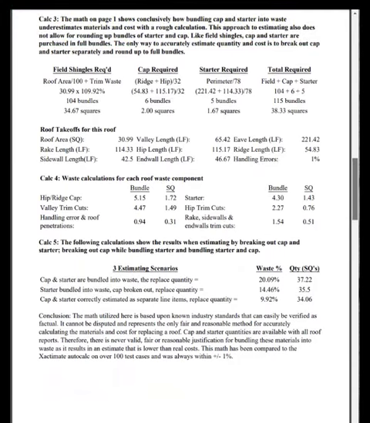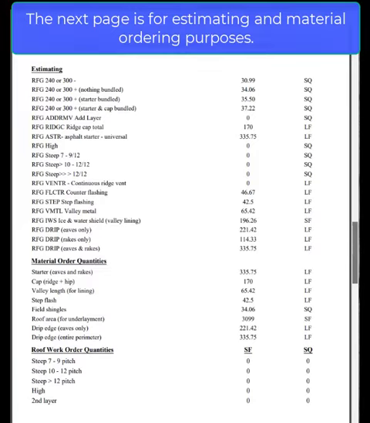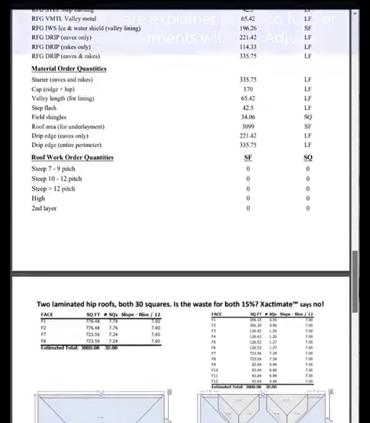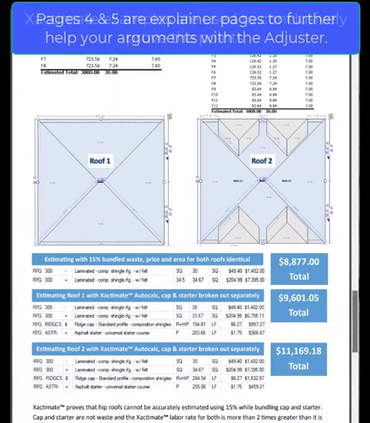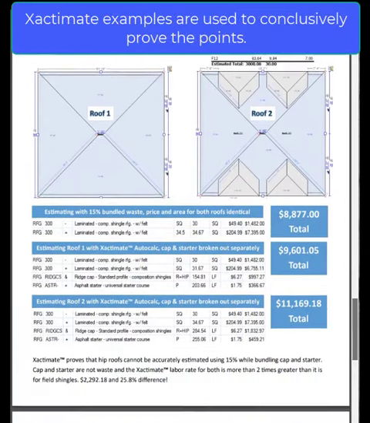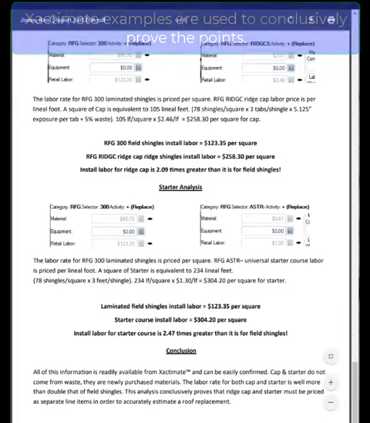The next page is strictly for estimating and material ordering purposes to be used by the contractor. Pages 4 and 5 are two explainer pages to show why roofs cannot be estimated using bundled waste. Both use Xactimate to prove the points being made.